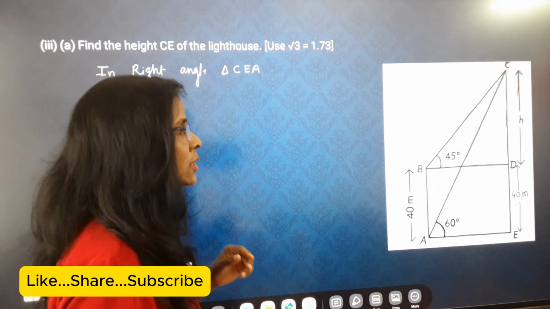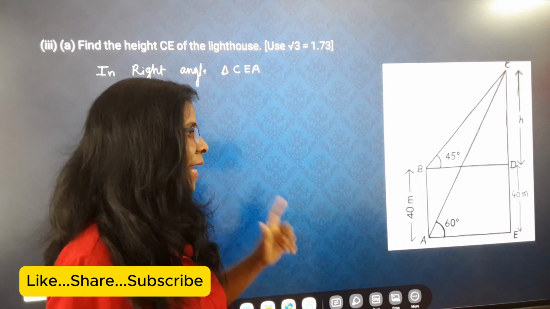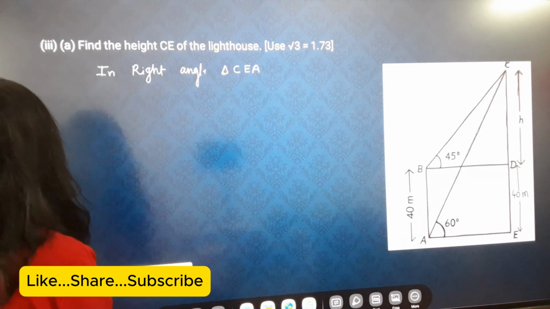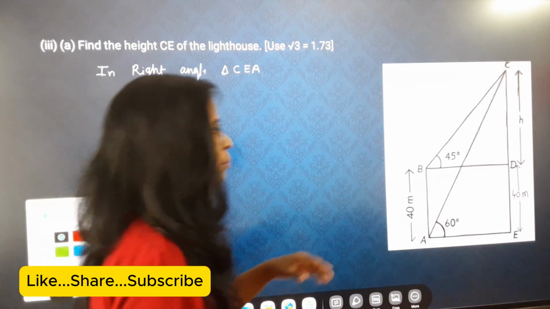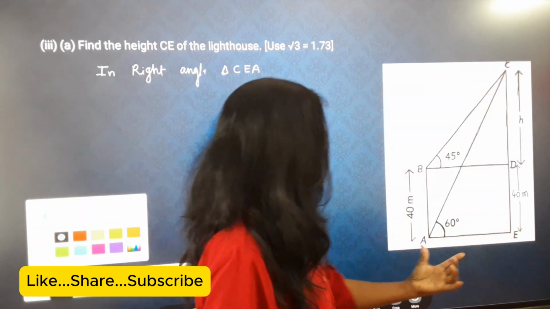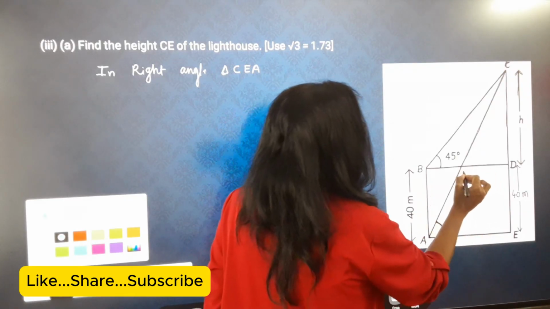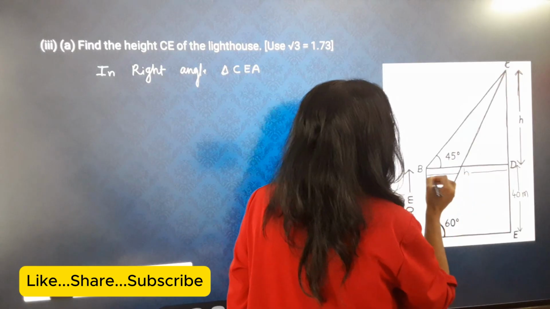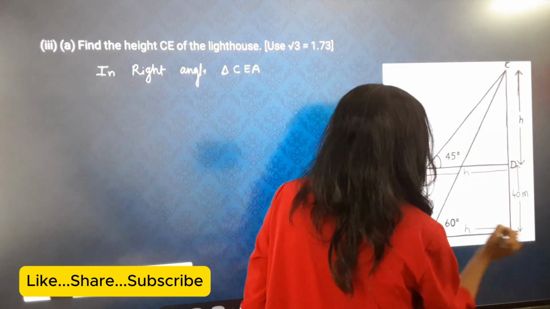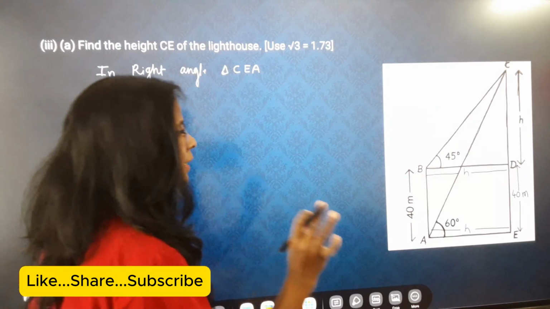Here we use the tan ratio. Students, why do we use the tan ratio? Because we have to calculate the opposite side, and we have the adjacent side. That is here BD. BD is H meter, students. So that's why here AE is also H meter. So here we use the tan ratio.